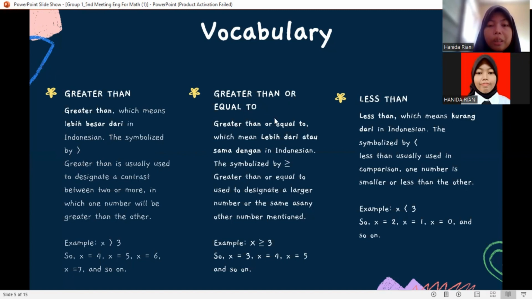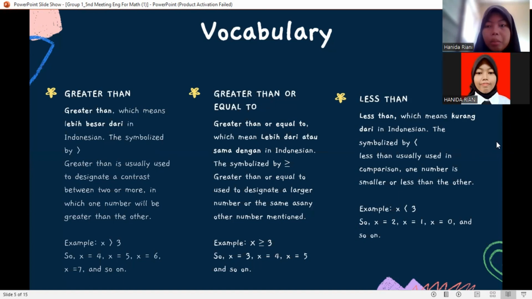Greater than or equal to, which means lebih besar dari atau sama dengan in Indonesian. The symbol is this. Greater than or equal to is used to designate a larger number or the same as any other number. Example, x greater than or equal to 3. So value x can be 3, 4, 5, and so on.